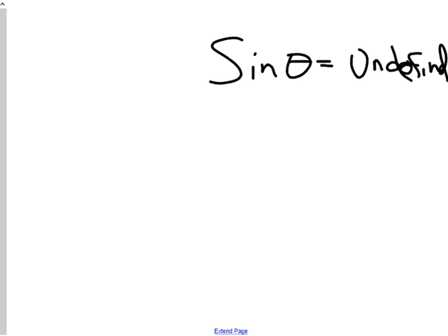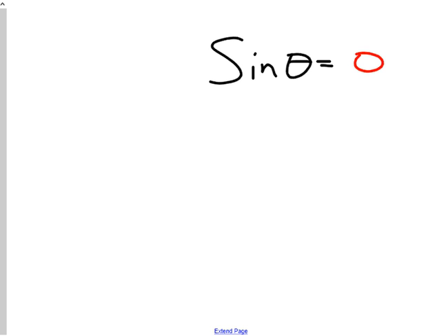Nothing. There's nowhere where sine is undefined. Ooh, that's pretty good. Sine of theta is 0. You find that spot? Is there maybe more than one spot? Is it possible there's more than one? Possible there's more than one.